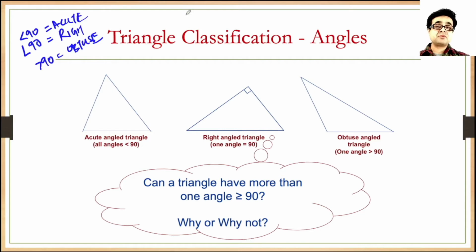Since the sum of the angles in a triangle has to be 180, you cannot have more than one angle as 90 degrees in a triangle, right? And an obtuse angle triangle is a triangle in which one angle is more than 90 degrees. The other two angles have to be less than 90 degrees, because you cannot have more than one angle in a triangle as more than 90 degrees, otherwise the sum of the angles would be beyond 180.